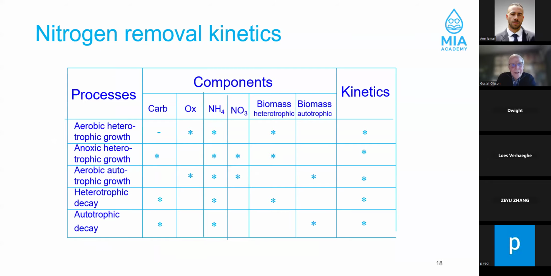Adding now, we can add a number of processes. So we have heterotrophic growth, we have anoxic heterotrophic growth. In other words, the denitrification. We have aerobic autotrophic growth, in other words, nitrification. We have the decay of heterotrophic and autotrophic organisms. And you can see for carbon, oxygen, ammonia, nitrate, as well as the biomass, heterotrophic and autotrophic, we have now 6 components, and they have different kinetic versions. And you will see more detail in the later presentation today.